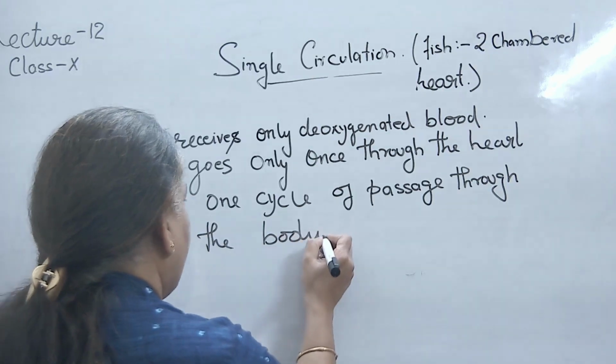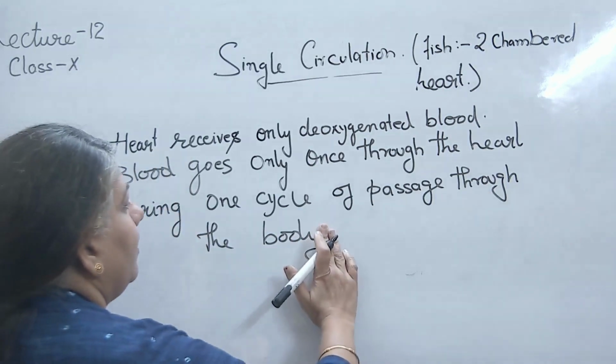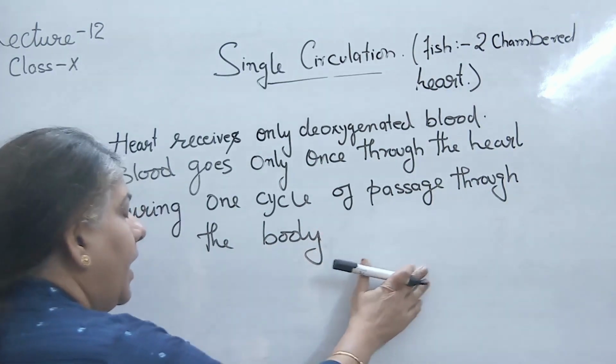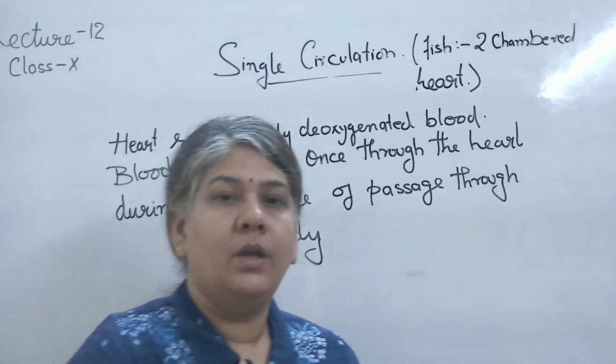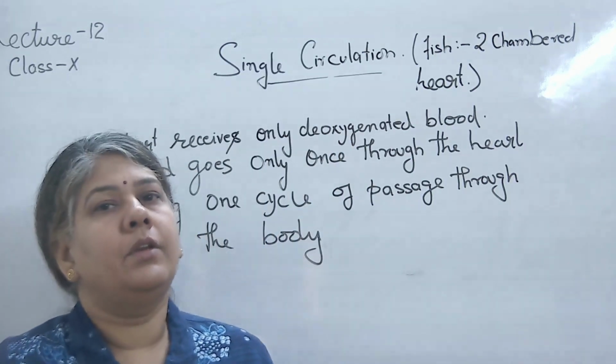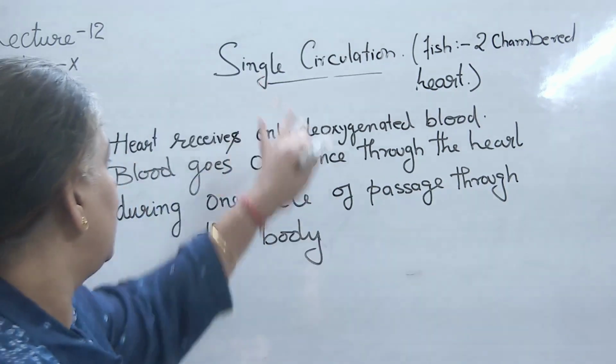And this is called single circulation. That blood is going through the heart only once, and that too as deoxygenated blood. So this is called single circulation.